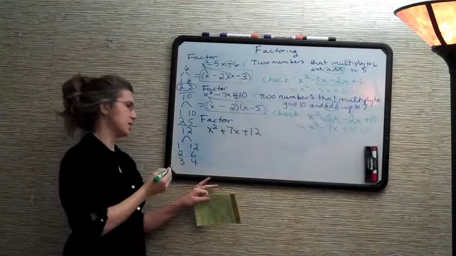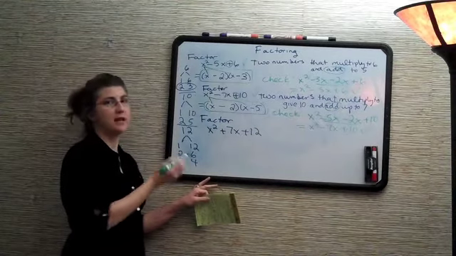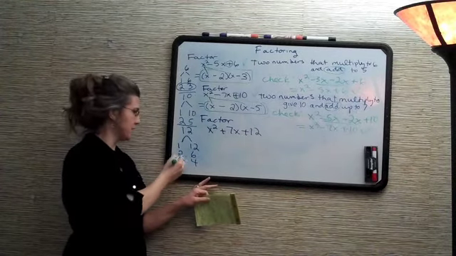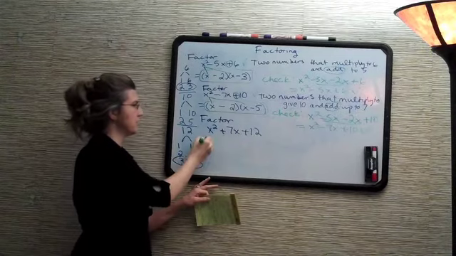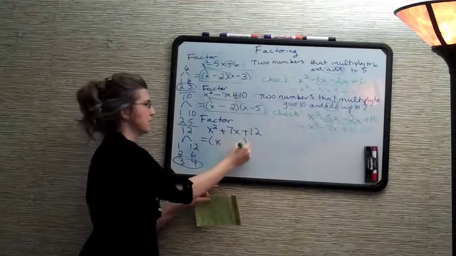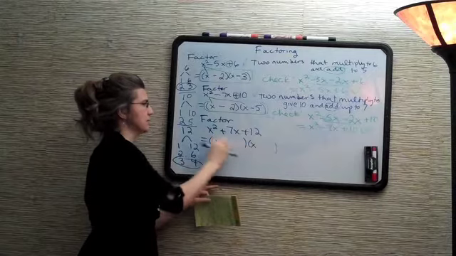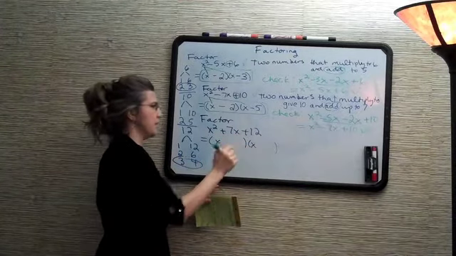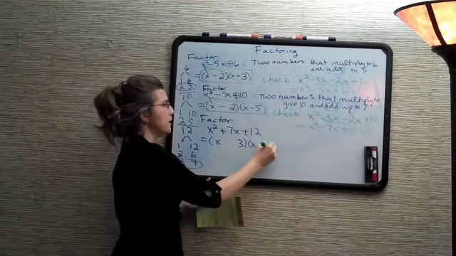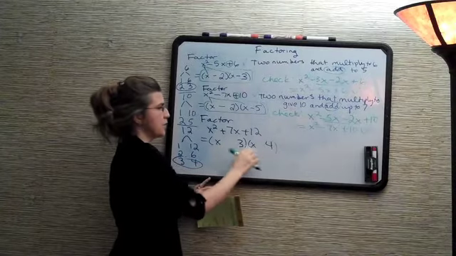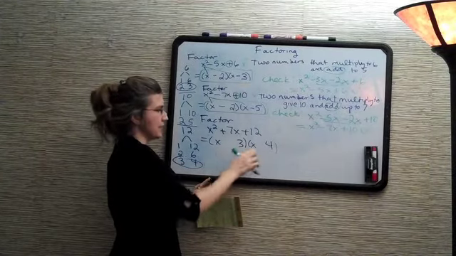Well, 1 plus 12 is 13, that's not it. 2 plus 6 is 8, that's not it. 3 plus 4 is 7, so it looks like it's this one. So again, we do x and x. These two x's will multiply to give x squared. Then we do 3 and 4. X times 4 is 4x, 3 times x is 3x. That adds up to 7x.